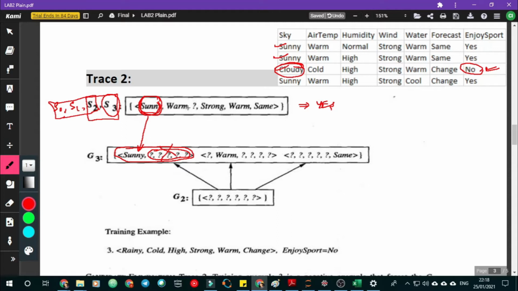Okay, we'll move to the next one. Warm and cold, both are different. That's why I made this value over here, keeping all other values question mark.